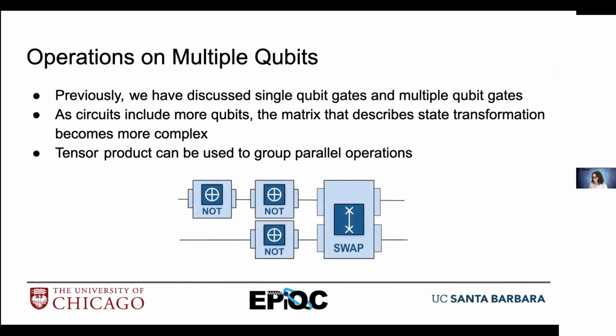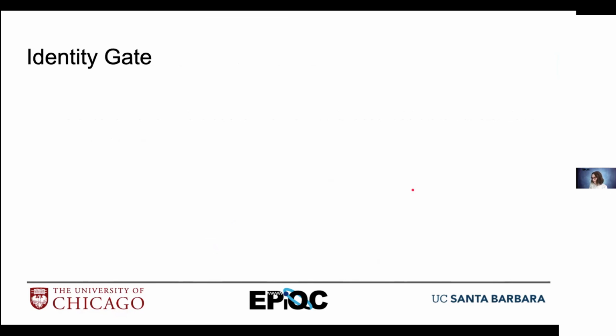Let's look at an example here. We have two NOT operations and a swap operation. The swap operation already has 2 qubits that it uses, but these are 2 single qubit operations, and we have a single qubit operation here. How would we come up with the ways to describe the overall transformation that occurs during group 1, group 2, and group 3 within the circuit? Well, first we need to go ahead and introduce the identity gate.